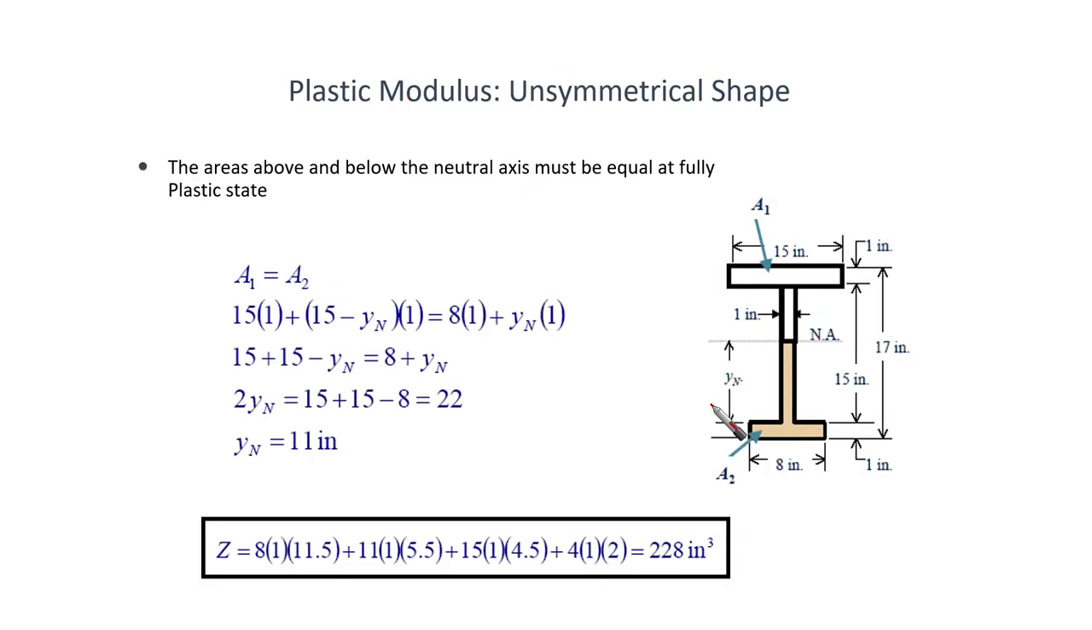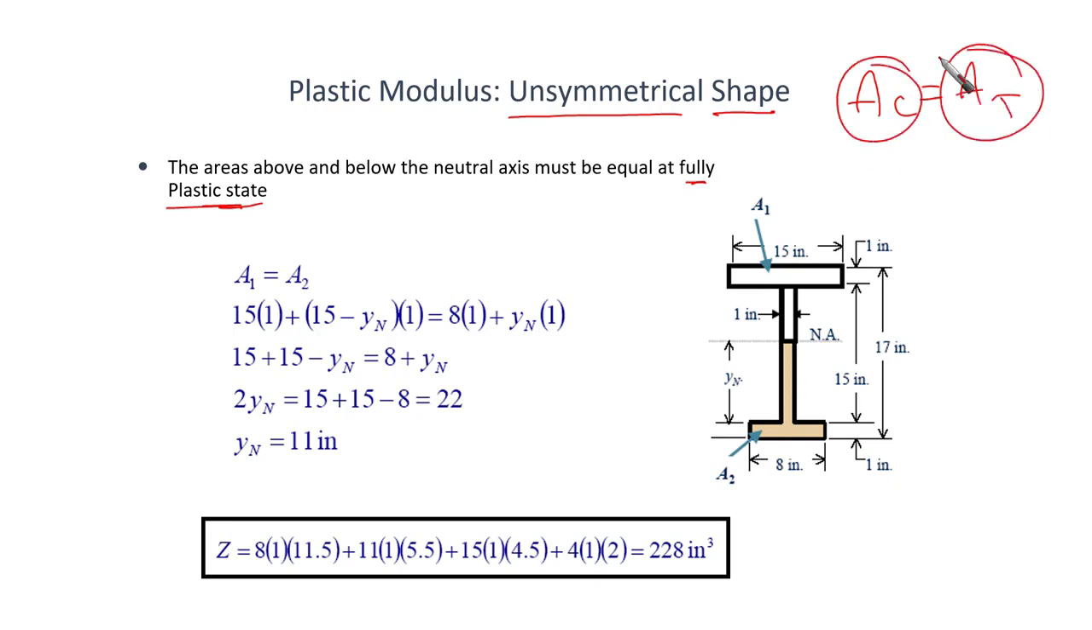The other case that we want to understand is, what if we have an unsymmetrical shape? What is going to happen for us? In this case, we are going to find that the areas above and below the neutral axis must be equal at the fully plastic state, right? Do you remember I said that AC equals AT, area in compression should equal the area in tension. That is something that we are sure of.